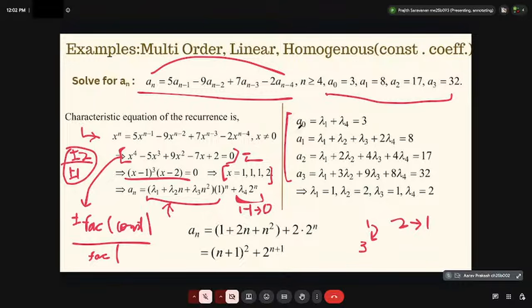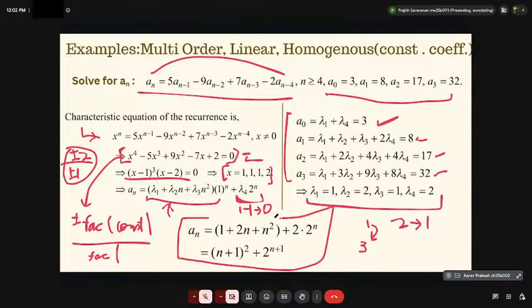You will put a naught, which is 3. If you put a naught here, you will get n is 0, lambda 1, and lambda 4. You solve it, you will get this one. And a1, you put it, you will get a2, a3. There are multiple ways of solving this. There are also matrix methods of solving it, and some simple methods by just repeatedly substituting. By solving these, you will get your solutions, and you can simply put that back here and you'll get your answer. That is the way of solving recurrences.